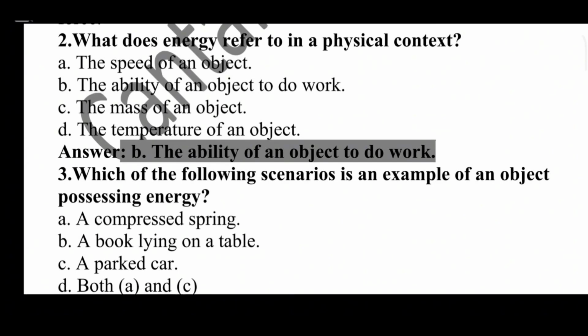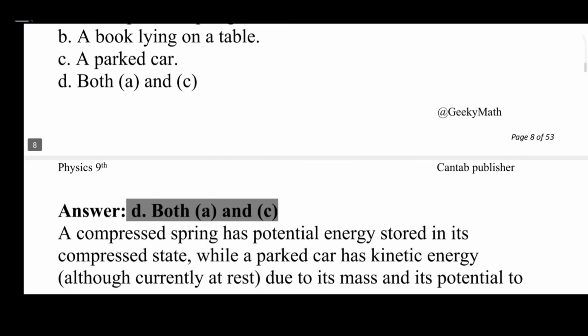Question number 3. Which of the following scenarios is an example of an object possessing energy? Option A, a compressed spring. Option B, a book lying on a table. Option C, a parked car. Option D, both A and C. So the correct option is D, both A and C.